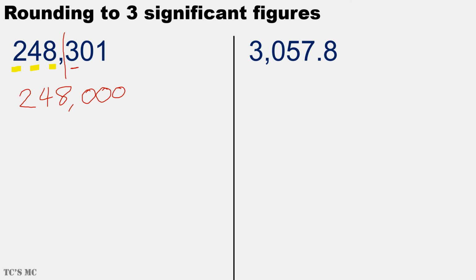In 3057.8, the first significant figure is 3, the second is 0, and the third is 5. This 5 represents 5 tens, which means we are rounding to the nearest tens. Our answer becomes 3060. Remember, we do not put any zeros after the decimal point.